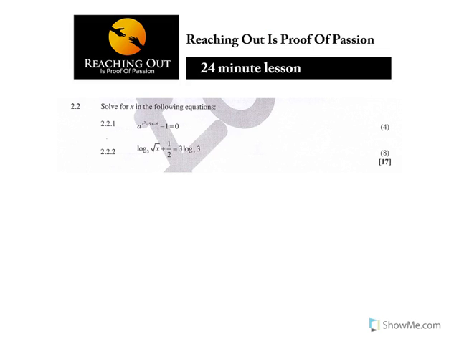Alright, we are still continuing. Now we are looking at solving for x. If you are solving for x, it's still algebra. That is question 2.2.1. Going to start with it. It says a to the power x squared minus 5x minus 6 minus 1 is equal to 0. That is 4 marks.